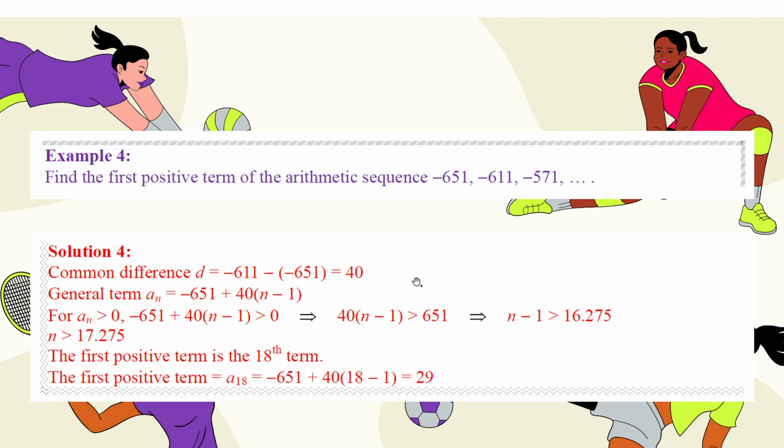First I find the common difference: after minus before, so 40, okay? And then the general term is like this. The first term is negative 651, very negative. Then we set it to be larger than 0, and after some work you find 17.275. So it should be 18, right? But it's not the end, because it wants the term, not the number. So you need to substitute 18 back and then you got it. Well done, you got it.